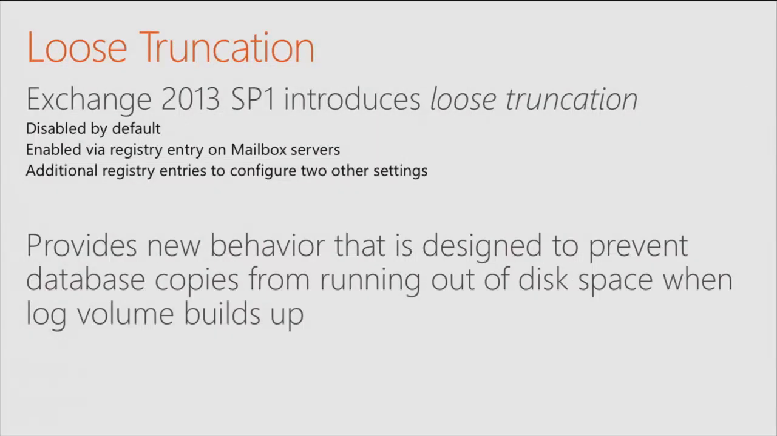With loose truncation, which is disabled by default, by the way, you actually have to go in the registry on all the mailbox servers in your DAG to enable it. But with loose truncation, what happens is you have the ability for the copies to keep track of their available disk space. And if they get below a certain threshold on available disk space, and by default that threshold is 200 gigabytes, but you can configure that as an optional extra registry value. If they fall below a certain threshold of disk space, that will trigger a loose truncation event.